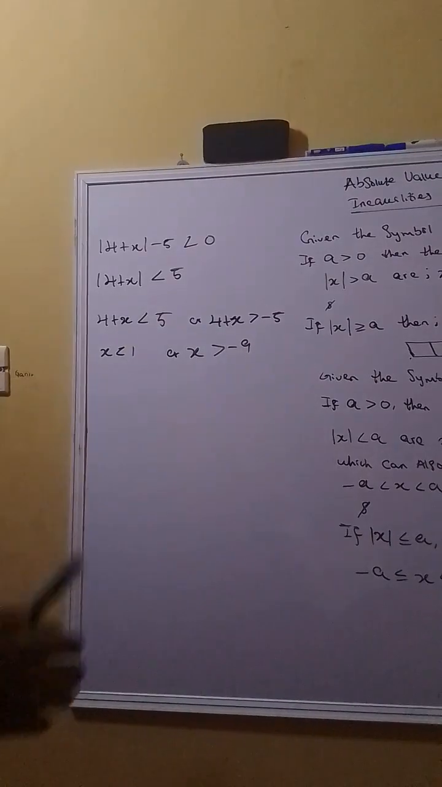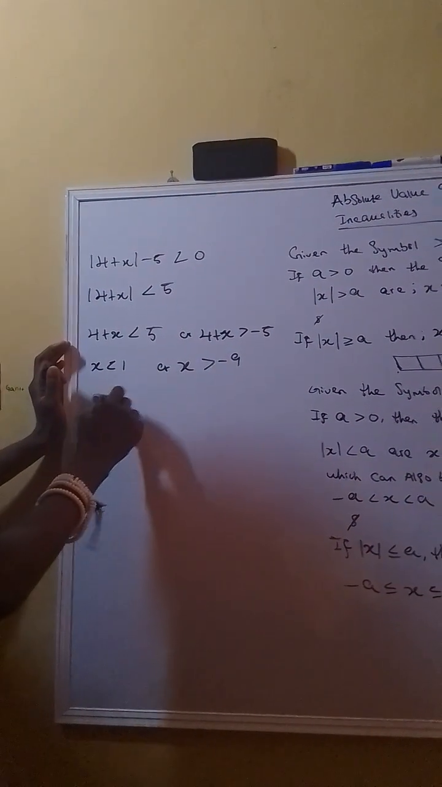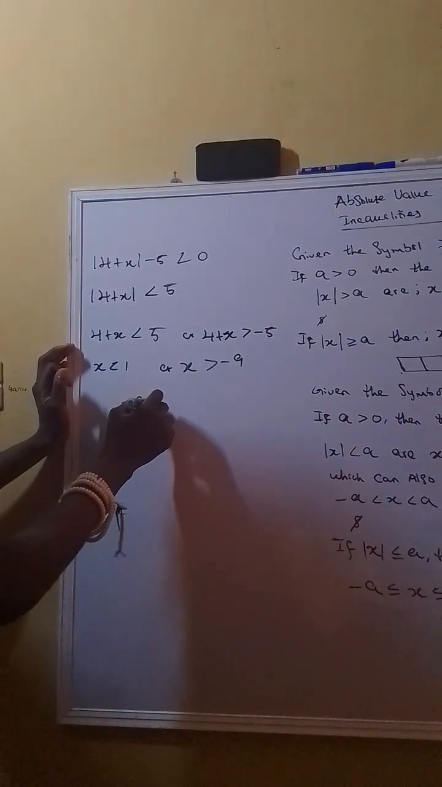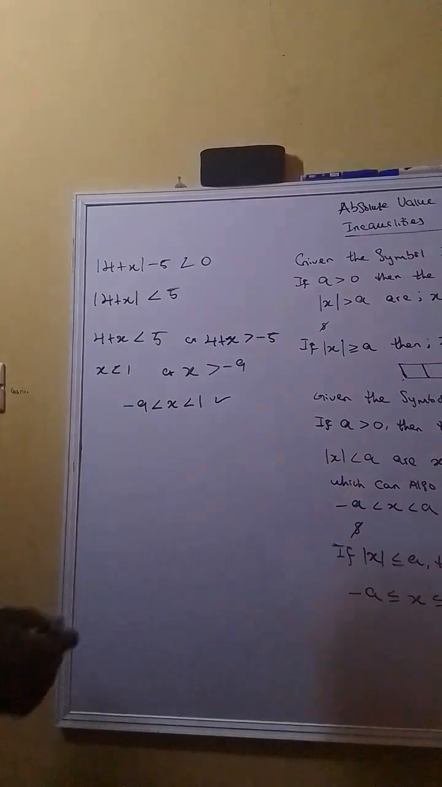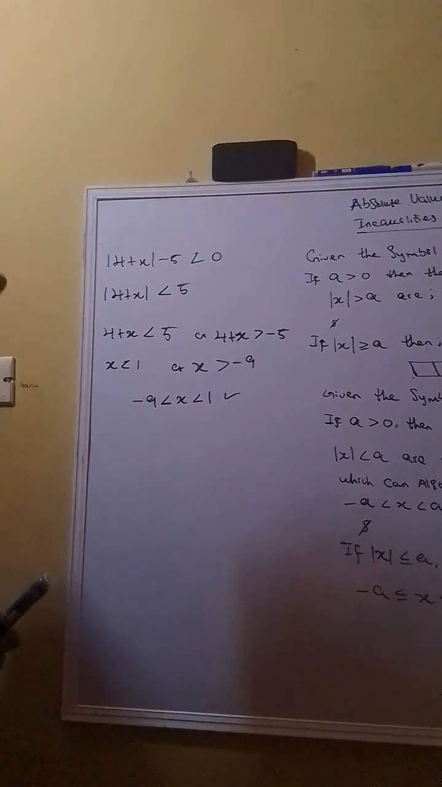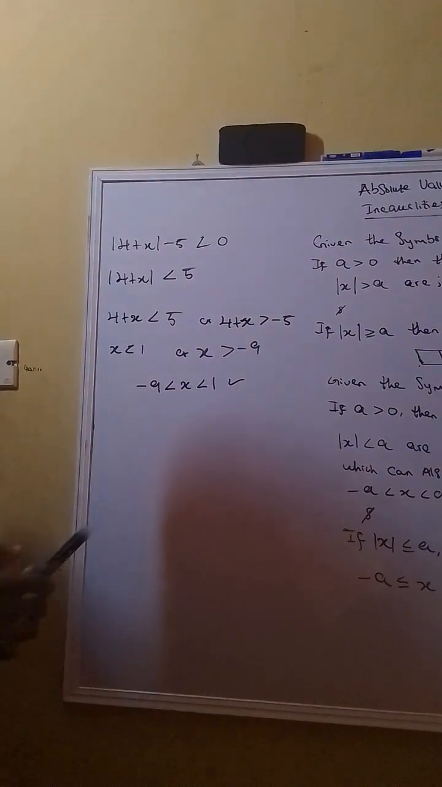Now looking at this, guys, we all know that we have to deal with the negative 9 first and foremost. So minus 9 would be less than x and also less than what? 1. So that is our answer for this. So the next question, before we round up, let me take one more example to round this up.